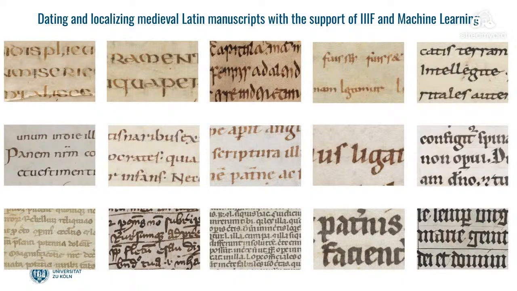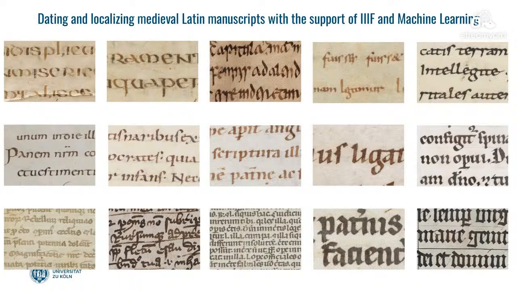The second project I want to present is my own previous PhD project. And it was a project where we tried to date and localize medieval Latin manuscripts with the support of IIIF and machine learning. And the idea behind the project was to see if we can develop a tool that can harvest and access digital facsimiles of medieval manuscripts from libraries that offer IIIF and look for similar images to help in dating and localizing the medieval manuscript. And on this slide, you see the script development roughly from the 7th to the 15th century.